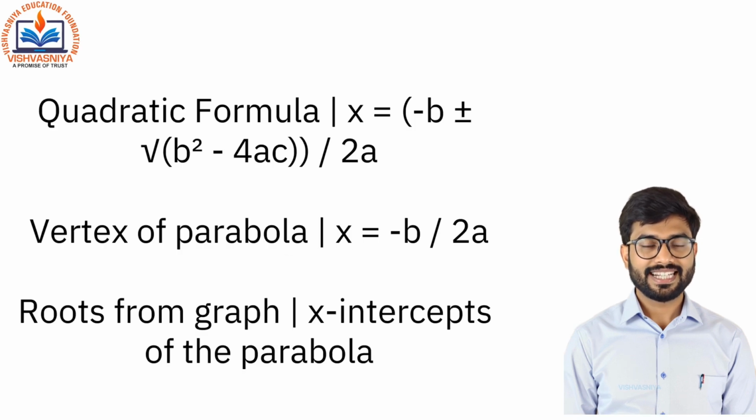Before we wrap up, let's remember three very important results in quadratic equations. First, the quadratic formula helps us find the roots of any quadratic equation. It is x equals minus b plus or minus the square root of b squared minus 4ac, all divided by 2a. Second, the vertex of a parabola, which is the highest or lowest point on the curve, occurs at x equals minus b divided by 2a. This tells us the line of symmetry of the parabola.